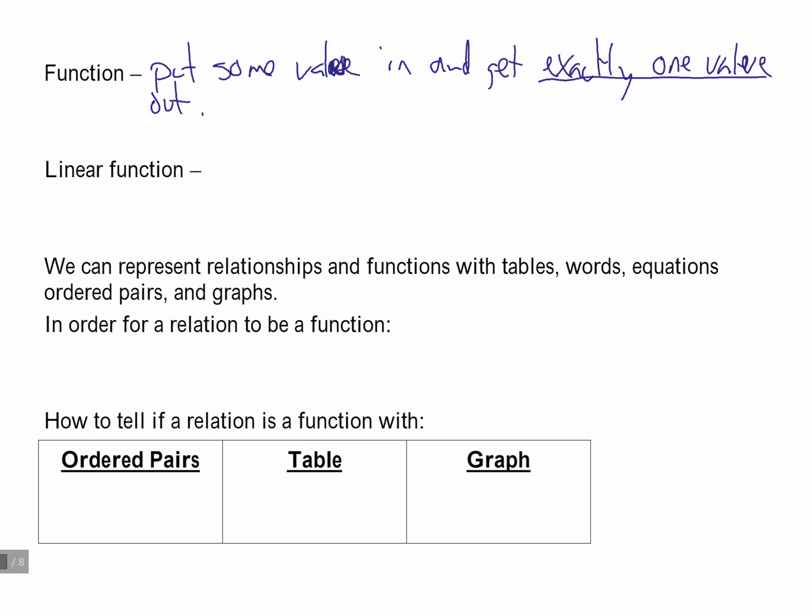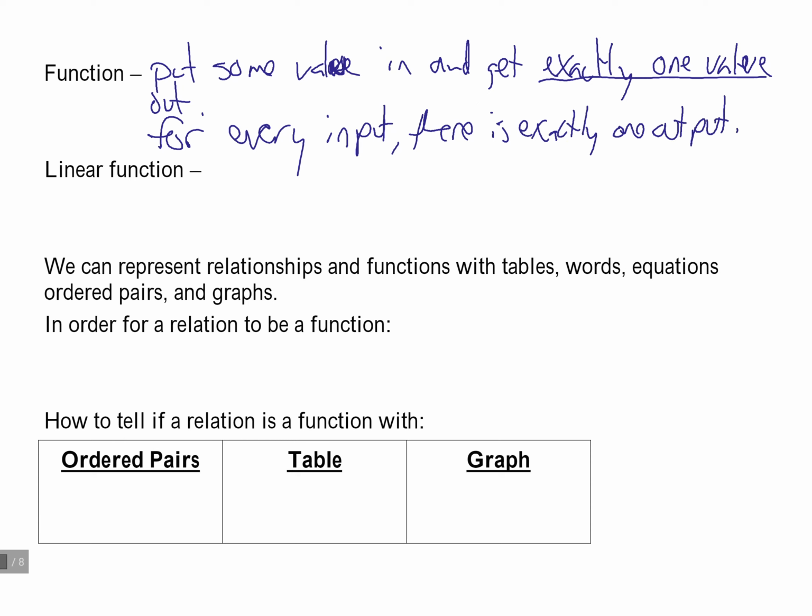So for any x value, I better get exactly one thing back for my y value. If I put in some x value and I get more than one y value in return for that same x value, it's not a function. All right, that's the idea. So that's what this definition means. For every input, there is exactly one output. For every x value, there's exactly one y value.